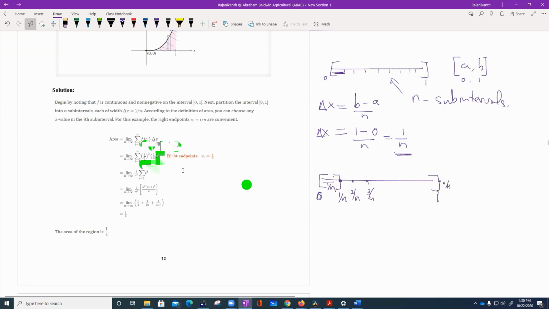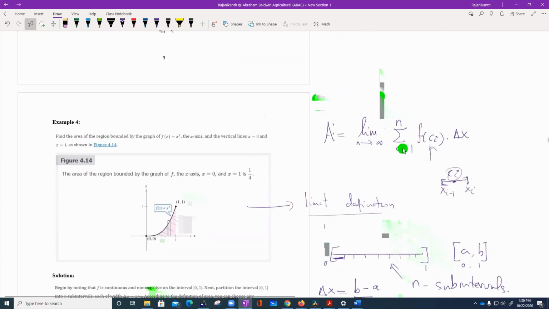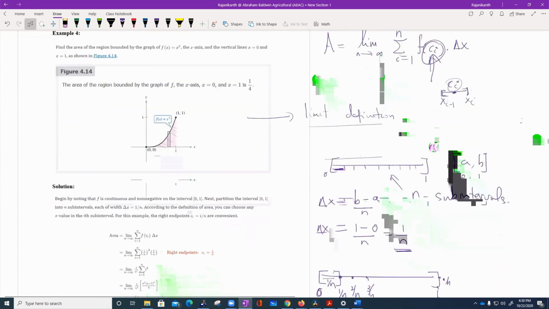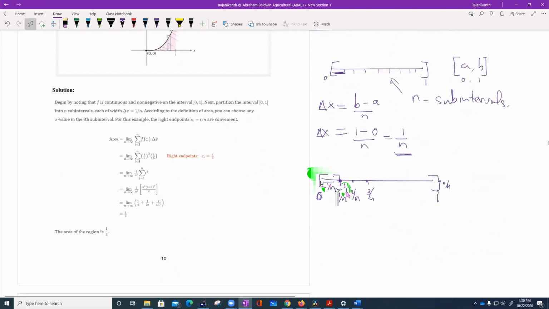Okay. Now here, what are they doing? They are taking Ci. Remember in my formula, where's my formula? This is my formula, right? I told you Ci is a point inside the closed interval. You could take endpoints as well. So here they are choosing Ci as a right endpoint, the right endpoint for each subinterval.